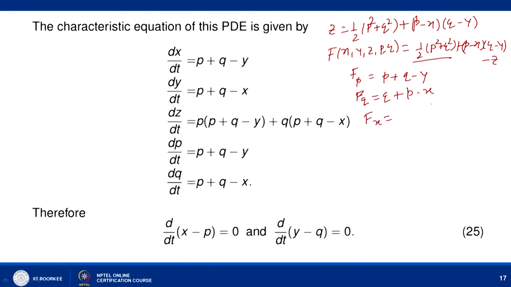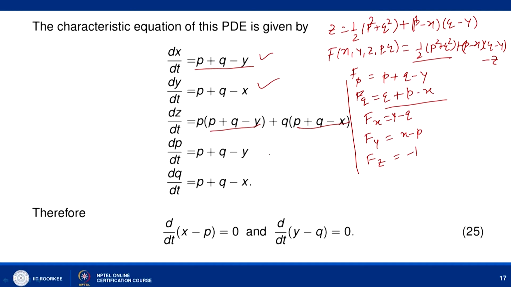F of x is basically minus of q, so it is y minus q, and f of y is basically x minus p, and f of z is basically minus 1. So using this you can find out dx by dt as f of p, that is p plus q minus y. So let me write it here. Dy by dt is equal to fq, so fq plus p minus x we have written here. Dz by dt is pfp plus qfq, so pfp is this, fq is this, so we have written dz by dt.